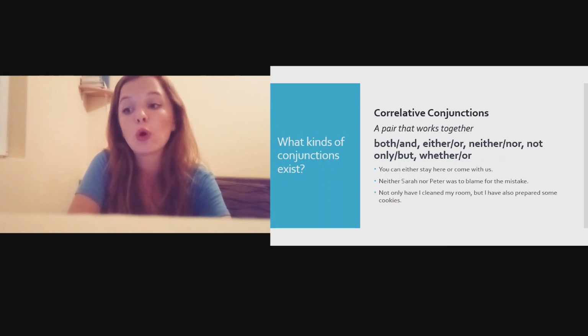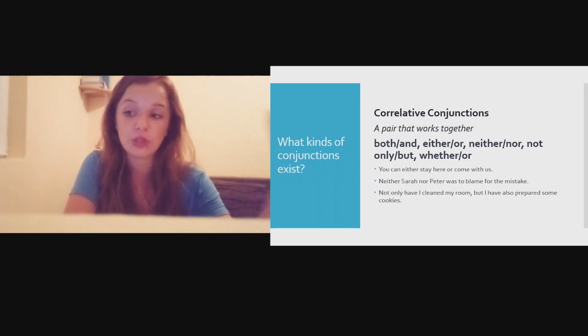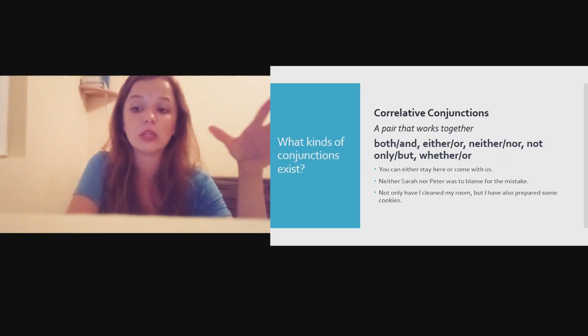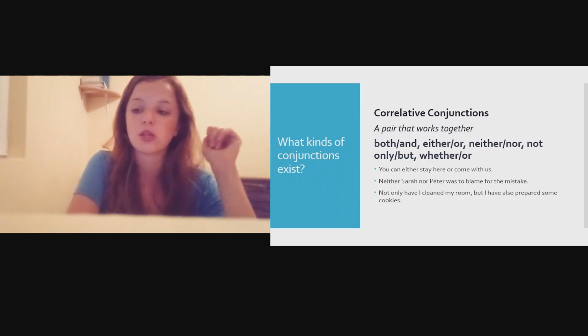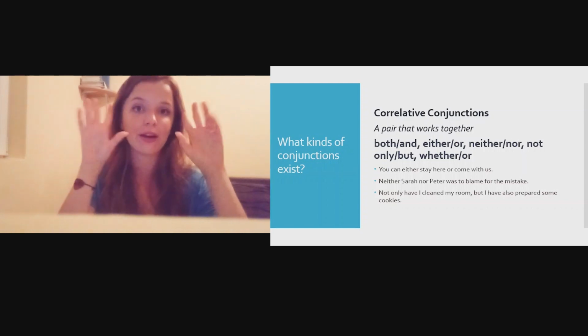Then we have correlative conjunctions. These are a pair of conjunctions that often work together, like both and, either or, neither nor, not only but, and whether or. So you can either stay here or come with us. So you have two options.